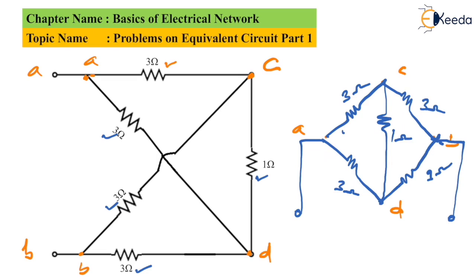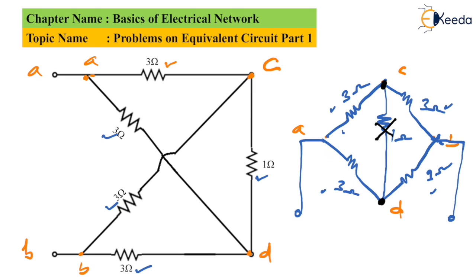How do we find a balanced bridge? We take the ratios of adjacent resistances, like this 3 ohms divided by 3 ohms becomes 1. Similarly, this 3 divided by 3 becomes 1. It means this is called a balanced bridge. And in a balanced bridge, the diagonally opposite points are considered to be equipotential points, meaning that point C and point D are equipotential points. Equipotential points mean between which the current cannot flow, meaning that through this 1 ohm the current is not going to flow, so this resistance becomes a redundant one.